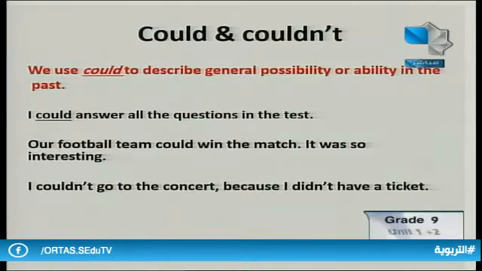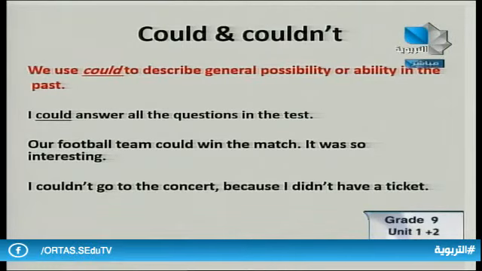Another example: a football team could win the match. It was so interesting, or it was so easy for them to win the match. So they could win the match. If we want to make a negative, of course, can and could are modal verbs, which are also a kind of auxiliary verbs. So if we want to make a negative from them, we usually just add not after these verbs. So can, we all know, is used in the negative as can't, and could can be used as couldn't.